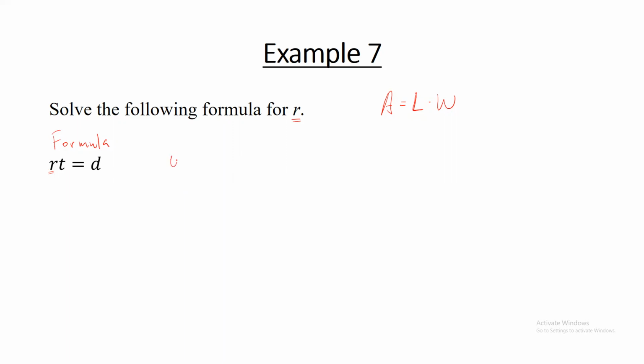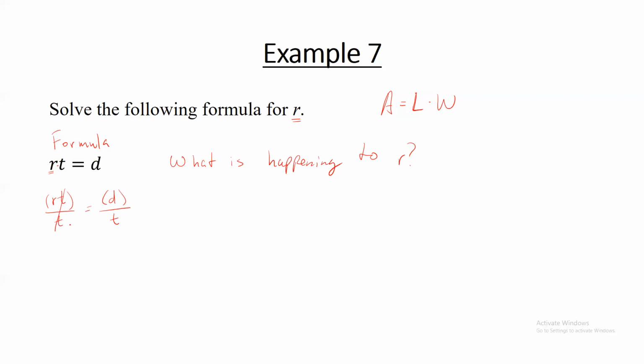We start by asking ourselves, what is happening to R? And of course, the answer is that R is being multiplied by T, right? R is multiplied by T. How do we undo that? We divide by T. So just like we were doing in previous examples, we divide the left side of the equation by T, and we divide the right side of the equation by T, right?